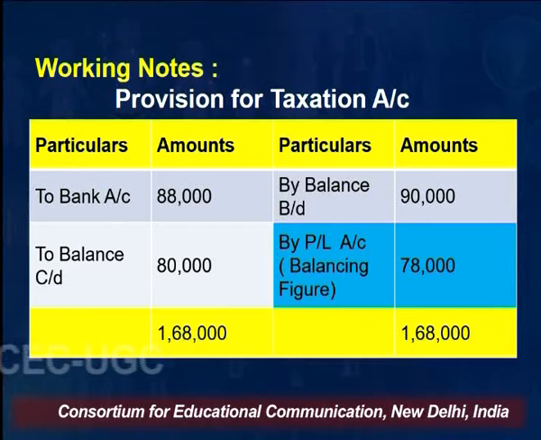Now this 78,000 rupees will be used where? When we start calculating cash flow from operating activities, we will have to nullify the impact of non-cash items. 78,000 is a non-cash item. It's an apportionment from profit which we have taken. Whereas this 88,000 rupees is a payment, so that will be shown as a cash outflow under the same head. So 78,000 rupees you will be adding back, and 88,000 rupees we shall be subtracting as the payment of income tax. So this is the first working note of provision for taxation account.